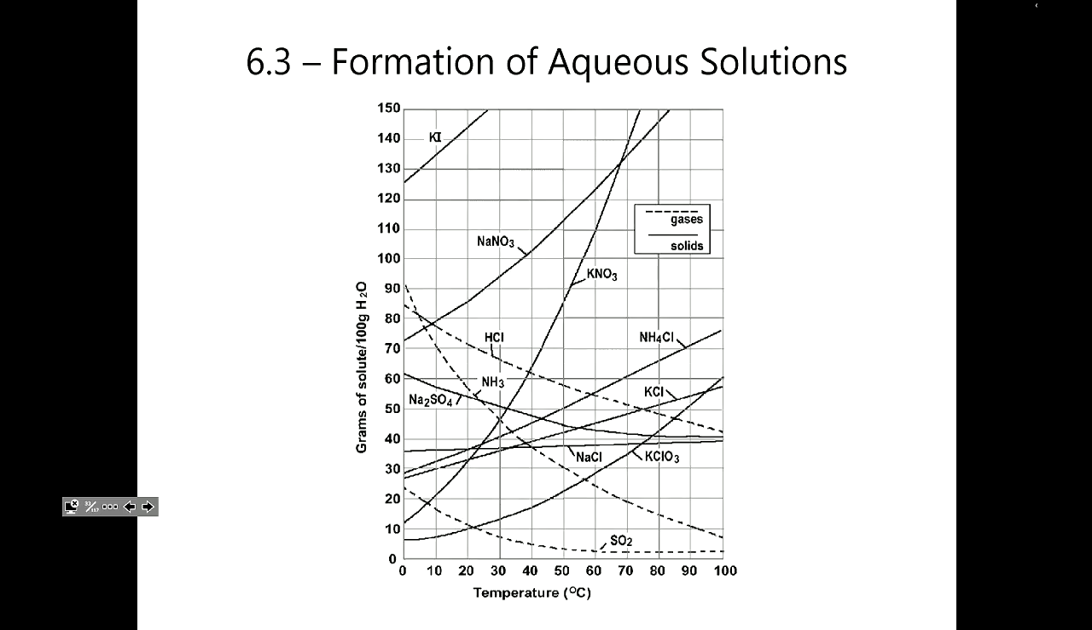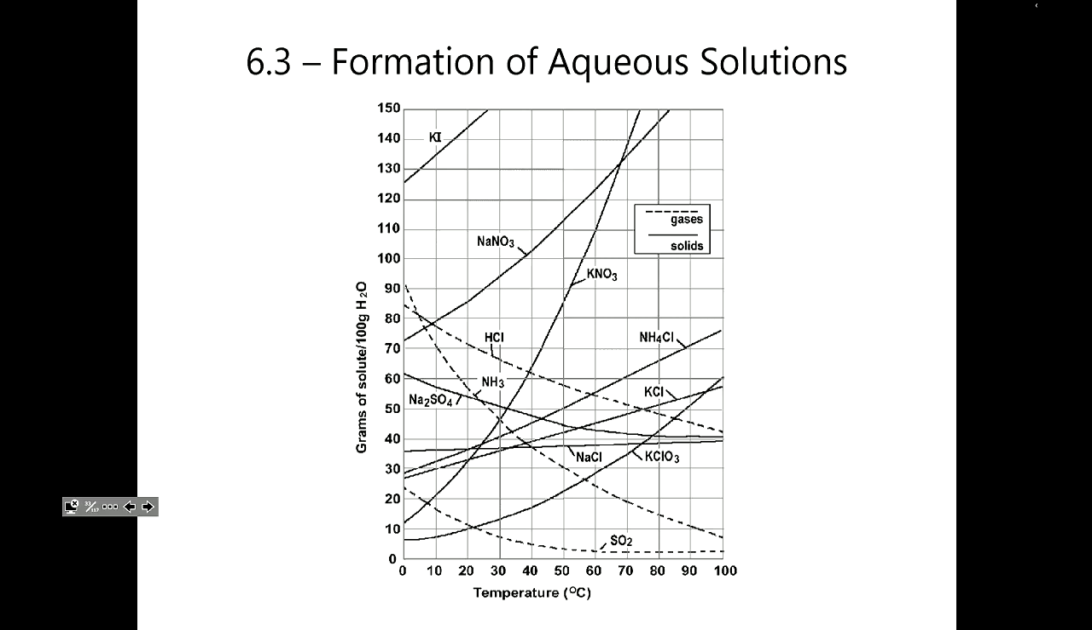So this little graph is simply illustrating some of these principles. The solids are in the solid line, and the gases are in dotted lines. Notice for solids, this is temperature versus solubility in grams per 100 grams of water. Notice for most solid solutes, an increase in temperature increases solubility, and it varies greatly among different substances. For example, for potassium nitrate, if you go from room temperature to 40, it is enormously changing the solubility.